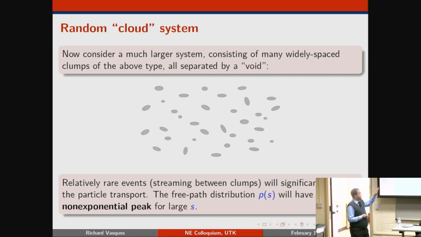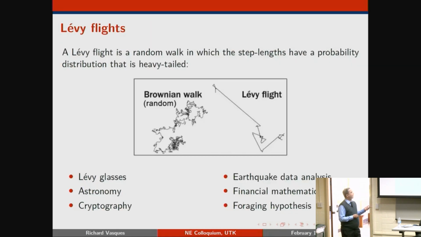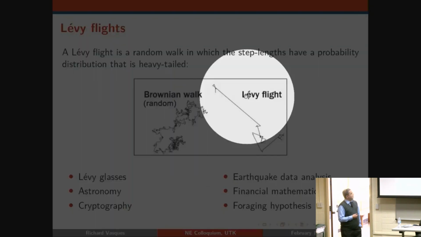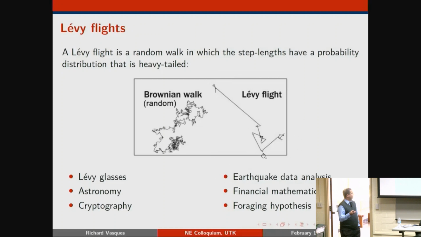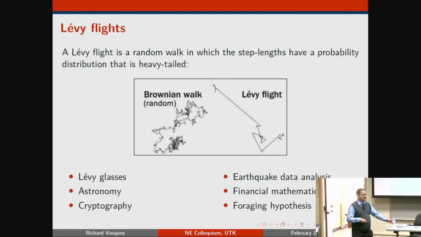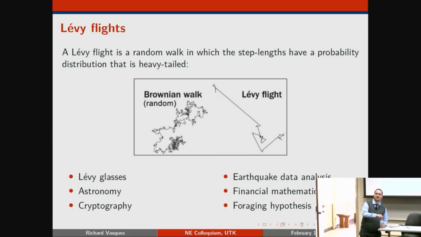First of all, what I just described to you ceases to be a Brownian random motion. It's now a Lévy flight, which is a different kind of random walk. It looks like that. And this has applications in a bunch of different areas: in Lévy glasses, astronomy, foraging hypothesis. Turns out sharks, when they're looking for prey, that's how they hunt. They don't just start into increasing circles. So there's a lot of different applications for that.